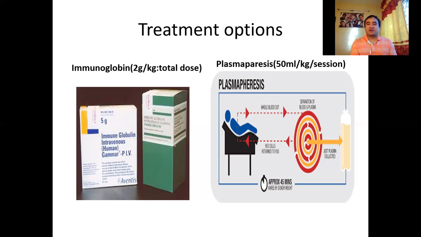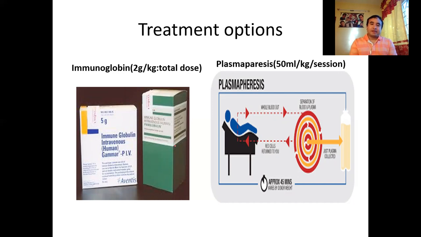Plasmapheresis was used earlier than immunoglobulin in GBS. They are equally effective. For immunoglobulin, the total dose is 2 gram per kg, but we give 400 mg per kg for 5 days, which becomes 2 gram per kg. It is quite an expensive drug, and it can cost about 2 to 2.5 lakh Nepali rupees.